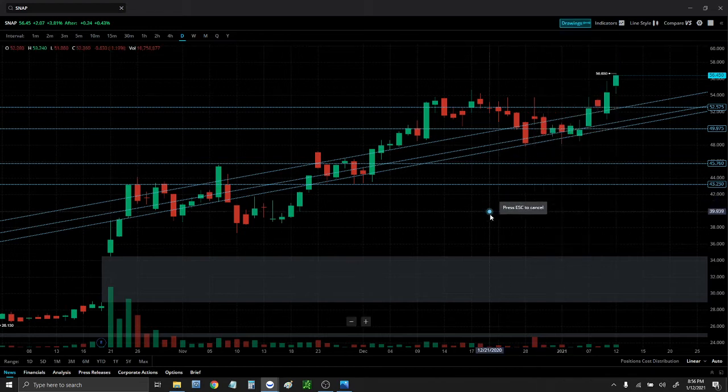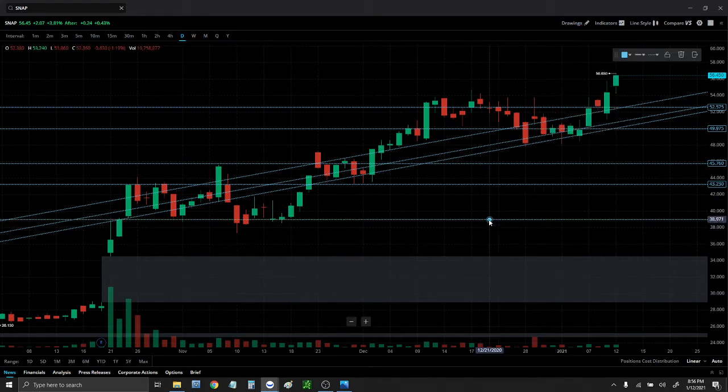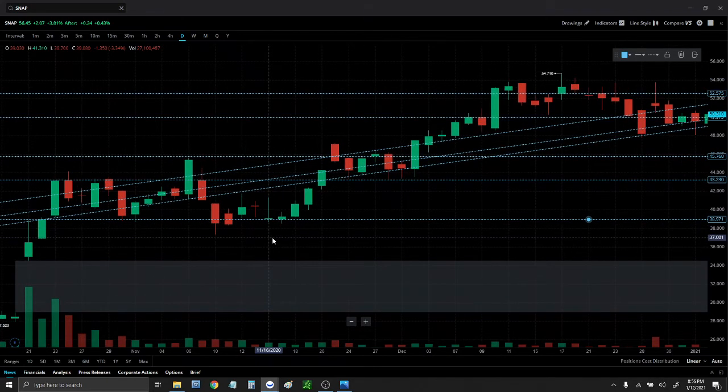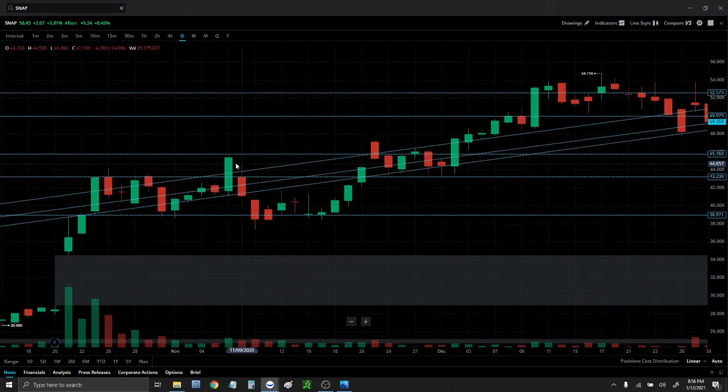All right, so as you can see here, this would be a good area to enter the trade. As you saw from previous content that you studied, this would indicate a reversal.